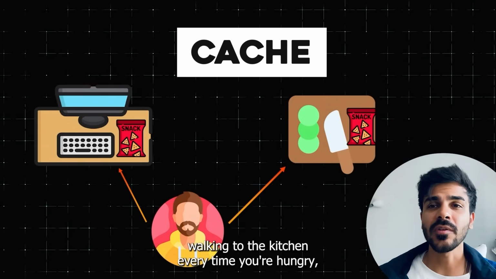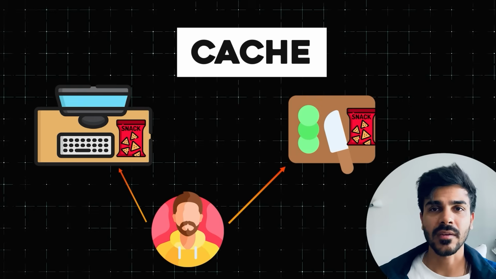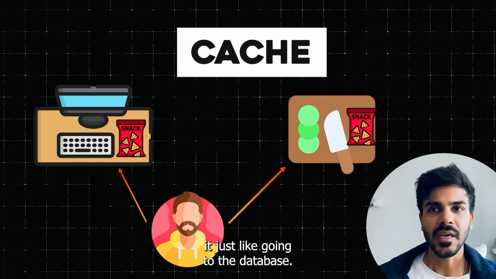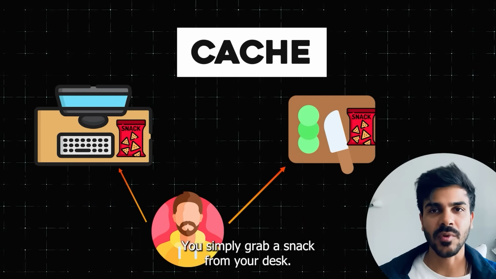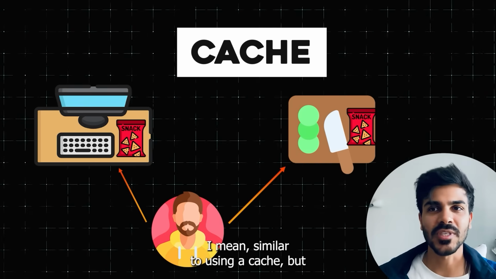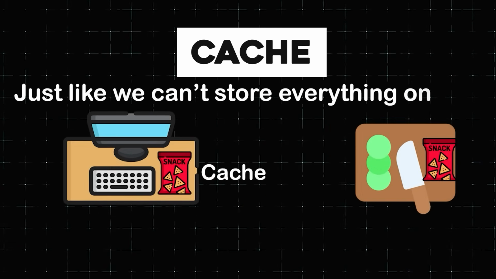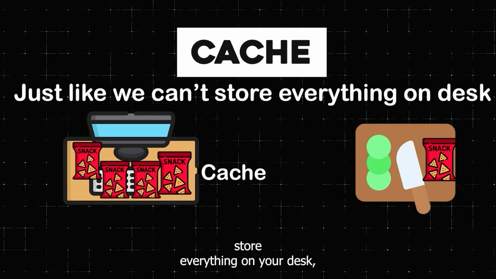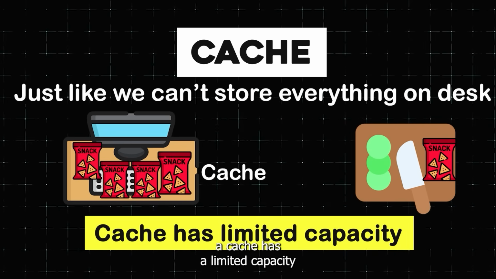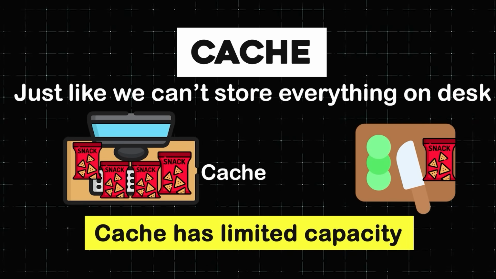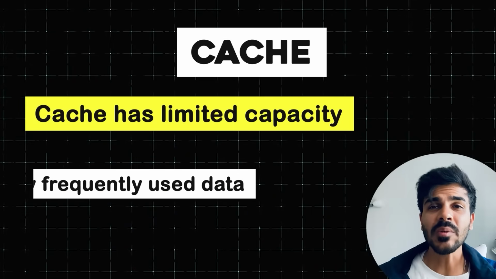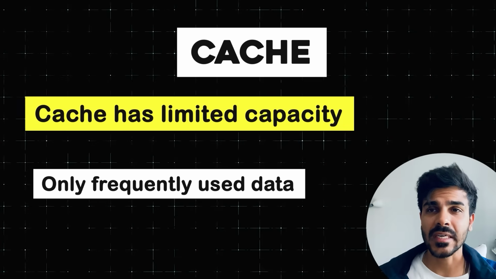So instead of walking to the kitchen every time you're hungry, which is like going to the database, you simply grab a snack from your desk. Again, similar to using a cache. But just like how you cannot store everything on your desk, a cache has a limited capacity compared to a database. That is why we store only the most frequently used data in the cache.